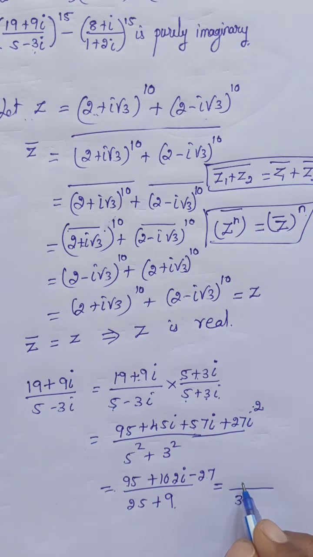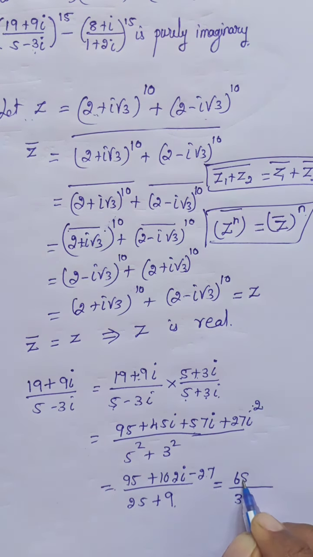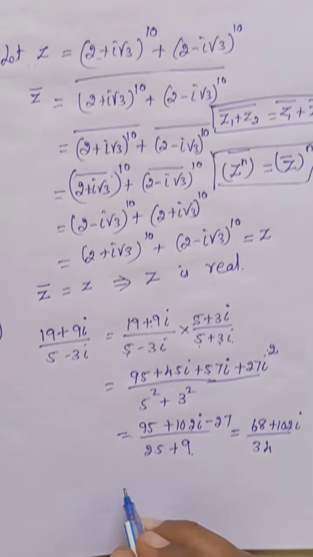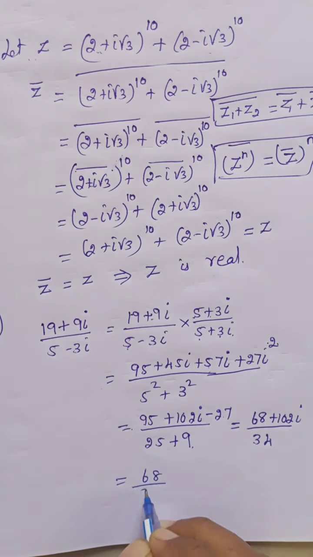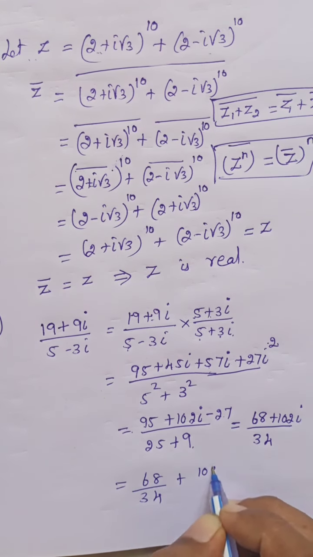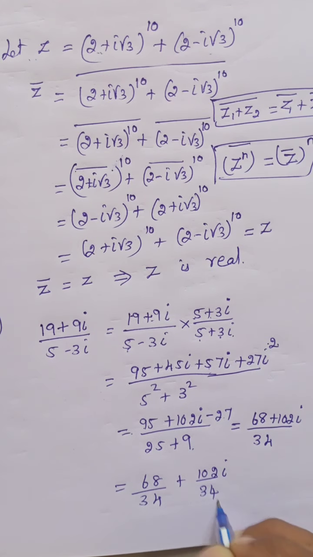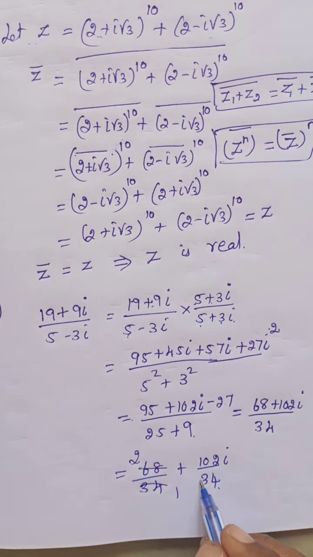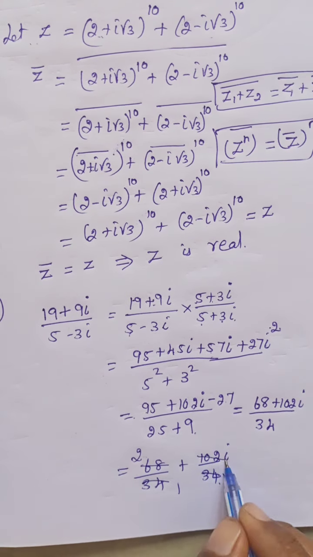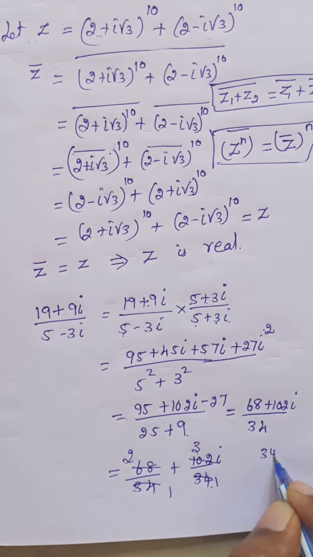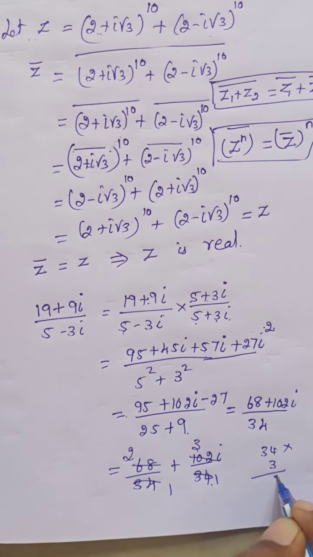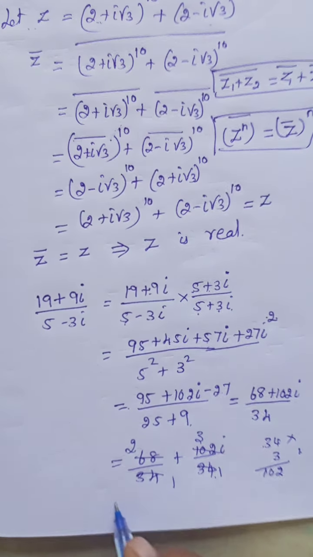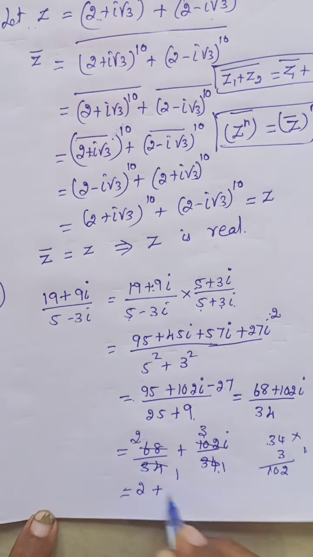In the numerator, 95 minus 27, when we subtract, gives 68 plus 102i. Now we can divide it separately: 68 by 34 plus 102i by 34. By looking, we can understand that 34 into 2 gives 68, and here we get 3. If you want, you can multiply and check it: 34 into 3, 4 threes are 12, carry 1, 3 into 3 is 9 plus 1 is 10. So we have got it. This is 2 plus 3i.